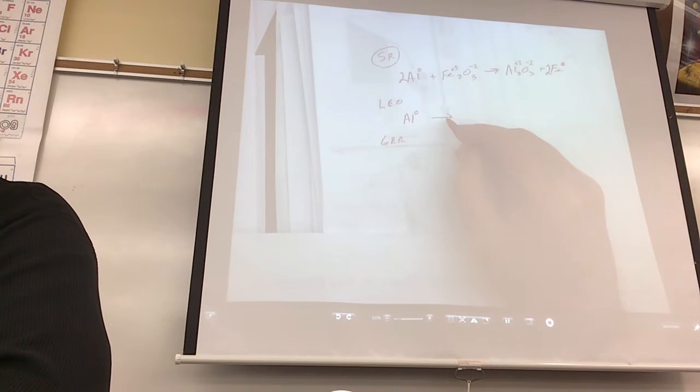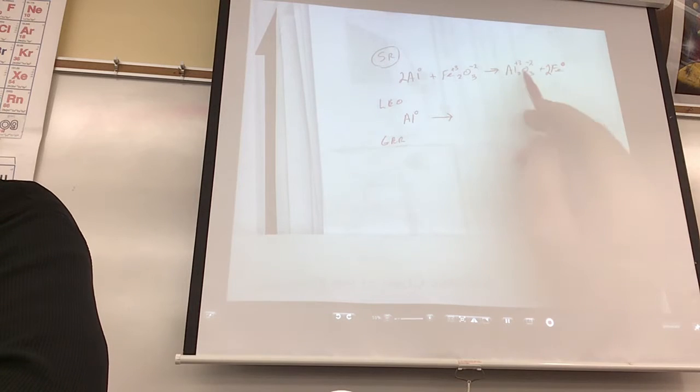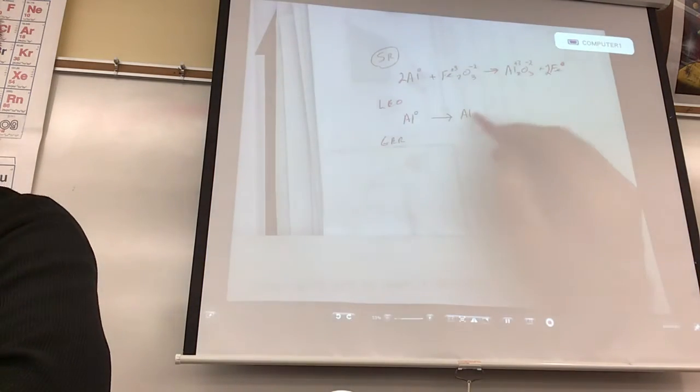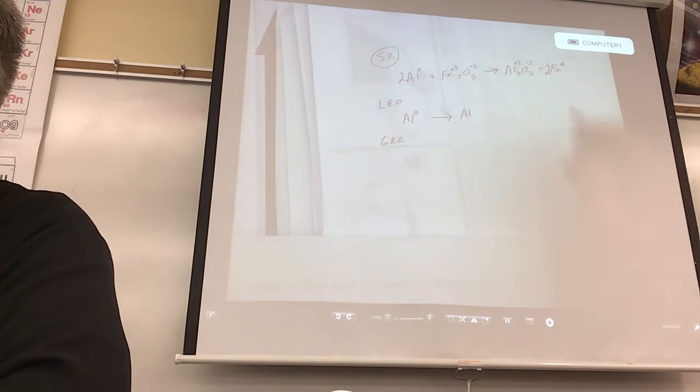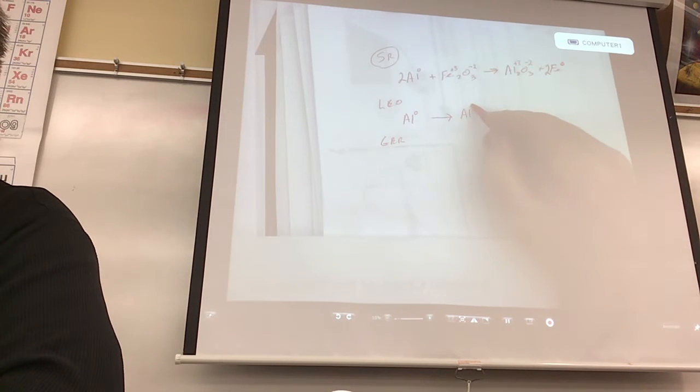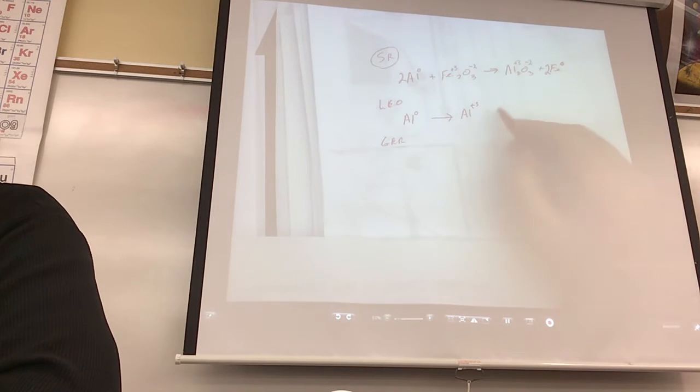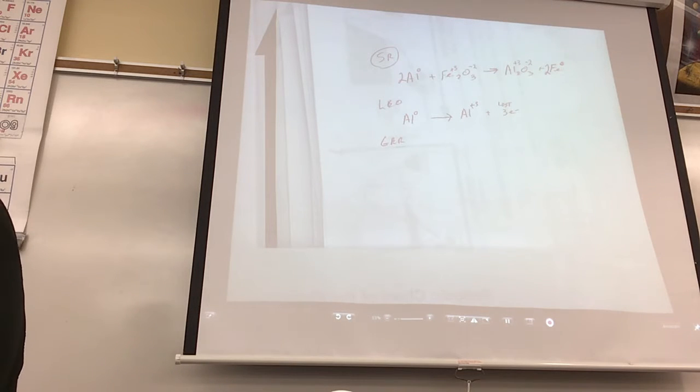And what did it turn into though? We're not doing any numbers yet. We're just going to look at it: it turned into aluminum what? How can you go from 0 and jump all the way to +3? Lose 3 electrons. That's right. You must have lost 3 negative electrons. Does that tell the story of each aluminum?